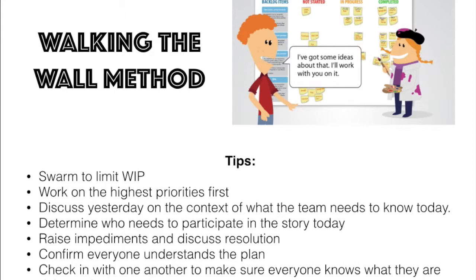Discuss yesterday only in the context of what the team needs to know today about each story that's open. Don't forget, as you're talking, to make sure to let the rest of the team know when you have a story that's been closed or accepted so the whole team can celebrate. In your discussions, make sure to raise impediments and discuss how you're going to resolve those and who you need. Don't forget your Scrum Master is close by.